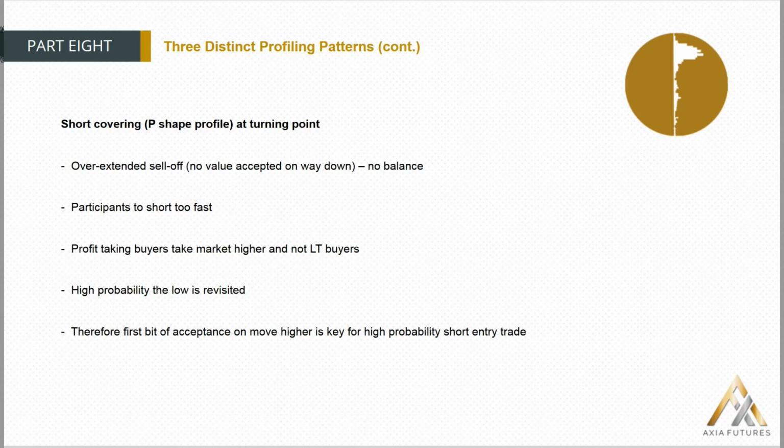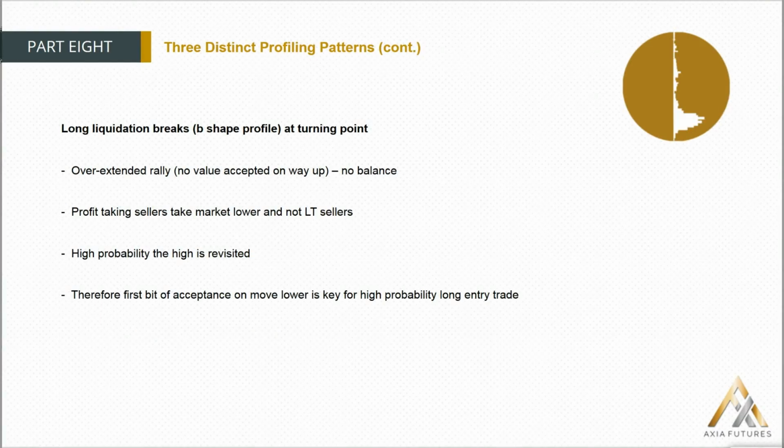Our next pattern we're going to look at is the long liquidation profile. This pattern is almost the exact opposite of the P profile that we spoke about. Now, long liquidation, or the B-shaped profile, usually occurs when we get an overextended rally. So the market doesn't accept any value on the way high and we get very little balance. So the symmetry of the market becomes very non-symmetrical and unbalanced.